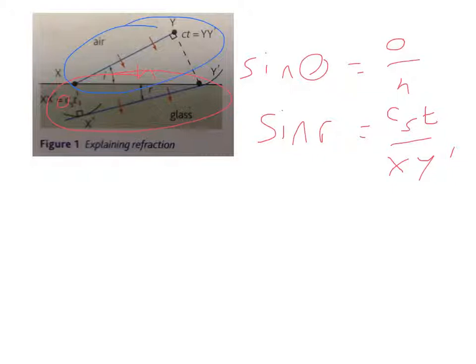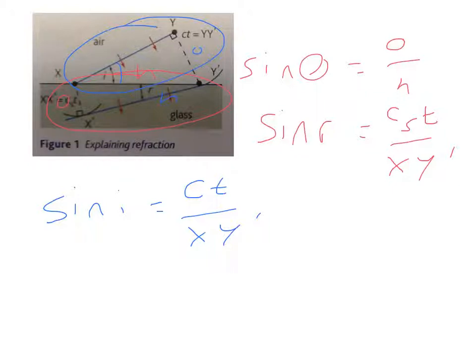Now if we consider the other triangle, which is this one around here, we're going to use the same equation again, but this time we get an expression that sine i, which is this bit here, that's your opposite, and that's your hypotenuse, is equal to ct over x y prime.